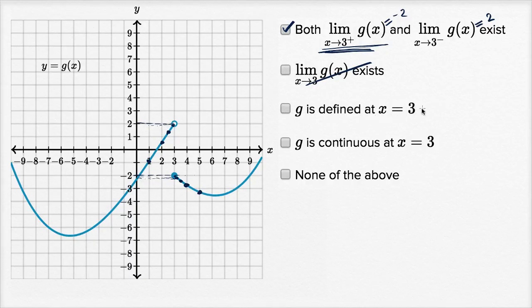g is defined at x equals 3. Well, when x equals 3, we see a solid dot right over there. And so it is indeed defined there. g is continuous at x equals 3. Well, in order for g to be continuous at x equals 3, the limit must exist there. It must be defined there. And the value of the function there needs to be equal to the value of the limit. Well, the function is defined there, but the limit doesn't exist there. So it cannot be continuous there. So I would cross that out.